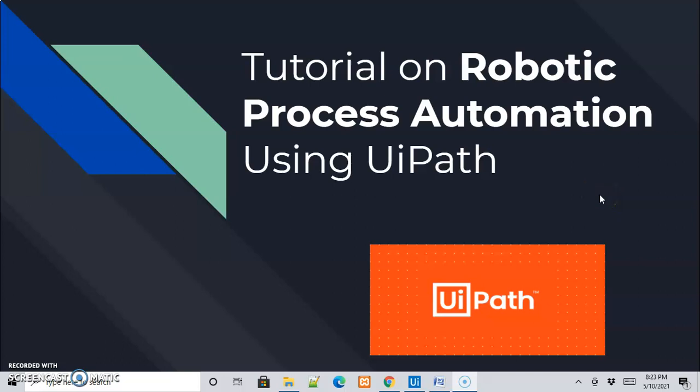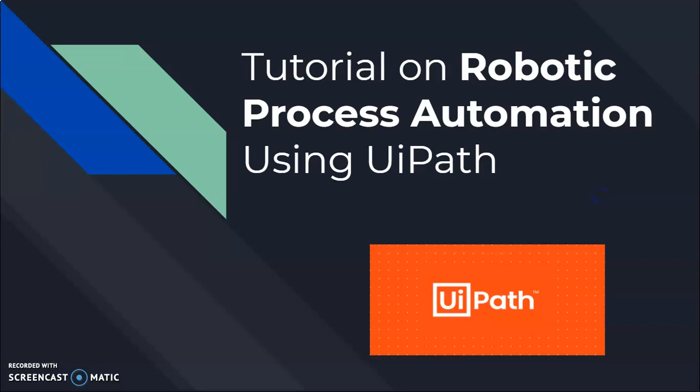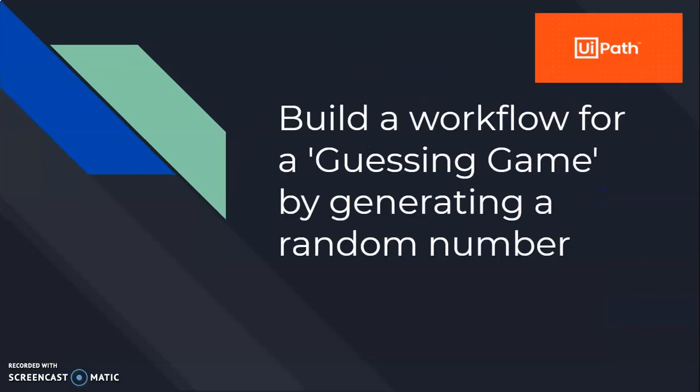Hello and welcome to the tutorial on robotic process automation using UiPath. In this session, we will consider an example to build a workflow for a guessing game by generating a random number. Initially, we will be generating a random number and then we will ask the user to guess the number, and if it matches the random number that we have generated, then we'll display the appropriate message.